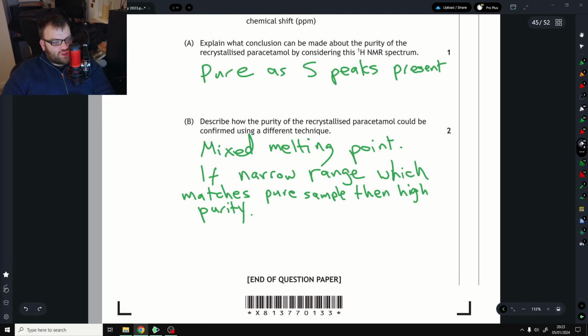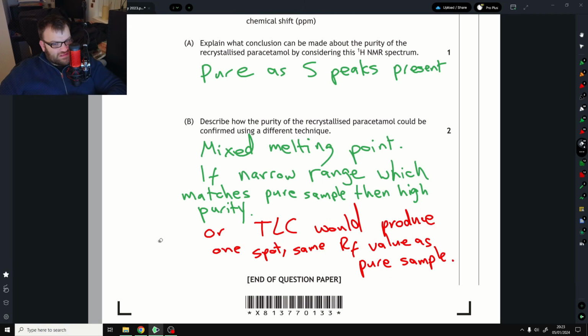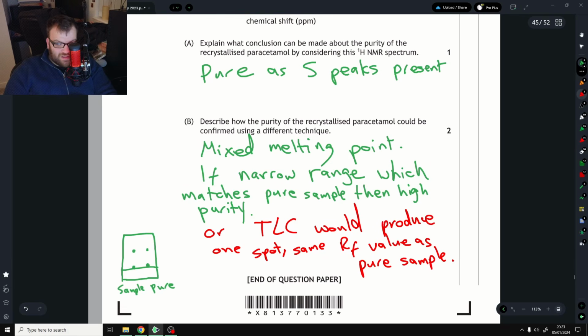So you're looking for that range to match nicely, and that would indicate you've got quite a pure sample. You could also use chromatography, so thin layer chromatography. If you have a pure sample, you would see only one spot on your chromatogram. If you'd made only the product you wanted, you would have a spot at the same point as the pure sample. Your Rf retention factors would be the same. If you had an impure sample, you'd end up with extra spots at different places, which could be unreacted chemicals, or it might be a byproduct or side product. Either of those would pick up your mark, and that would give you your final couple of marks.